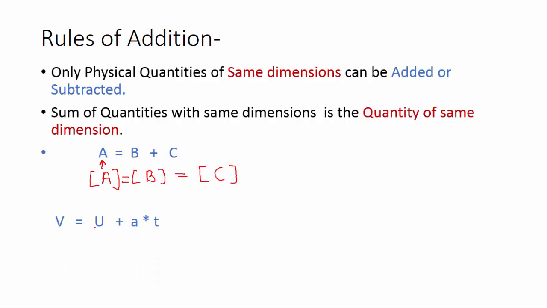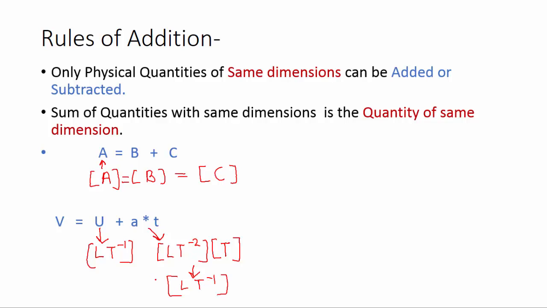Let's take an example. Here let's check the first rule. This is the kinematic equation. So the dimension of u should equal the dimension of a times t. u is the initial velocity, so the dimension of velocity is LT^-1. The dimension of a, acceleration, is LT^-2, and for t it is T, the time here. So this gives us LT^-1, LT^-2 times T, which is LT^-1. So we got the same dimensions here, LT^-1.